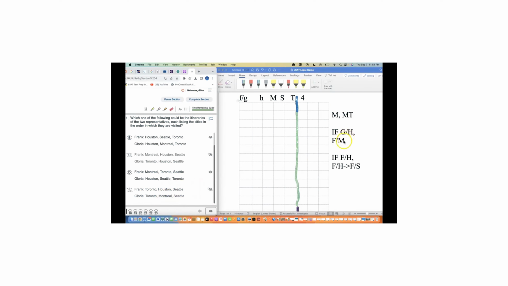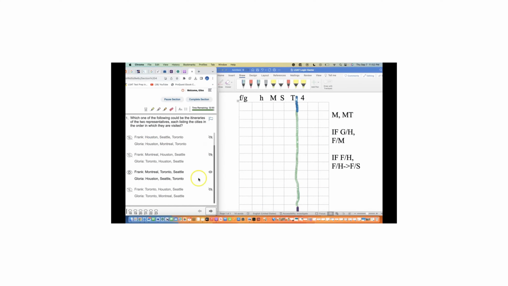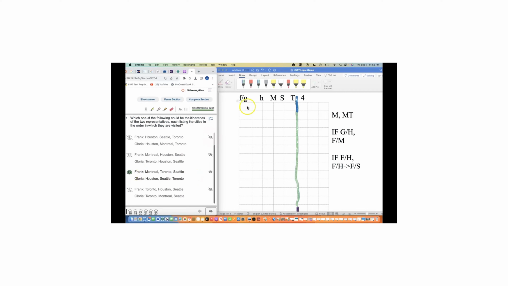If Gloria visits Houston, then Frank visits Montrose. So right now I'm targeting Gloria and looking for Houston. Then if I don't see Montrose for Frank, I eliminate it. If Frank visits Houston, then he has to visit Seattle after, which he does not do here. So this one, I go ahead and copy the correct game. For those wondering why I do this, it's because I want to have a good setup to use for the next scenario, and when I use this one I already know it's going to be powerful. For those wondering if this is the correct answer.